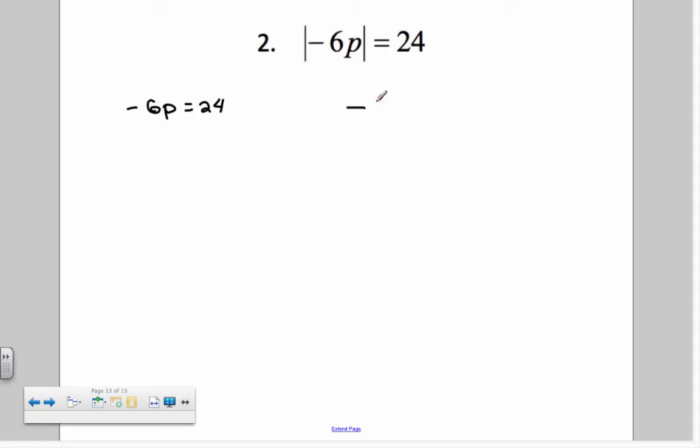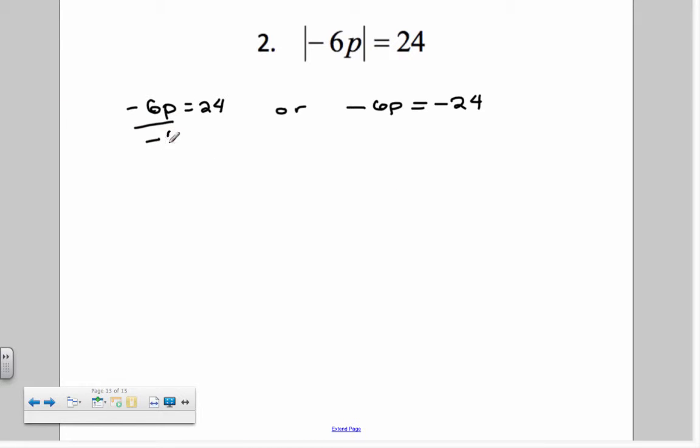Or there's a possibility that negative 6p could equal negative 24. Because I could put negative 24 into this absolute value bracket, but the absolute value would still be positive 24. So then I solve each of these individually.